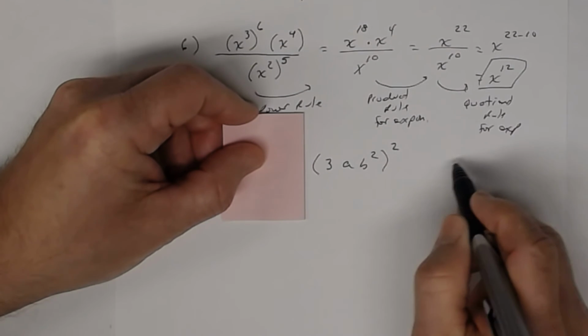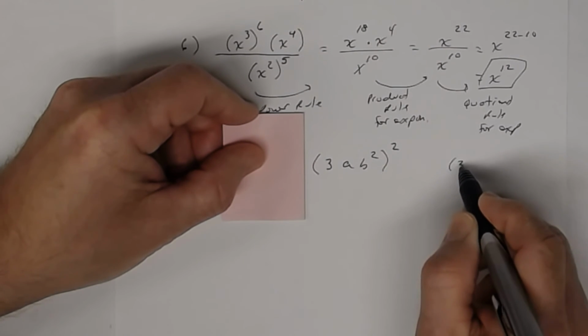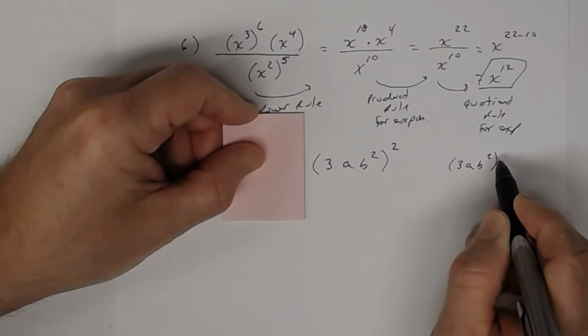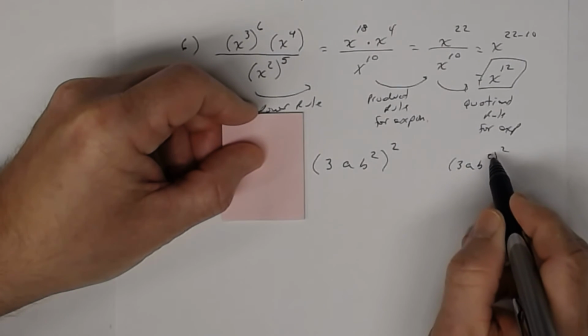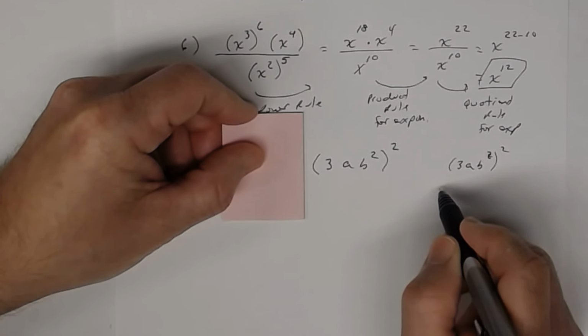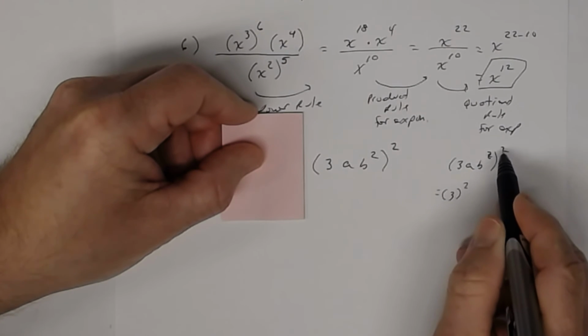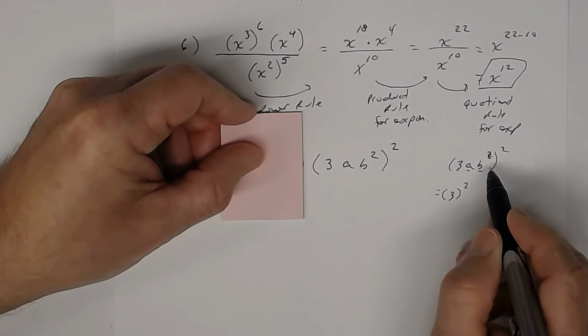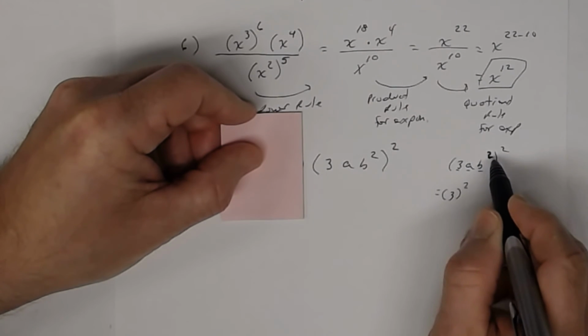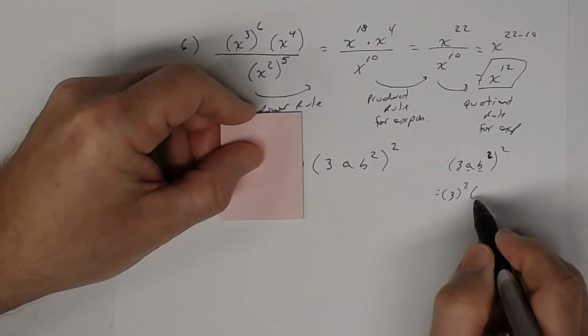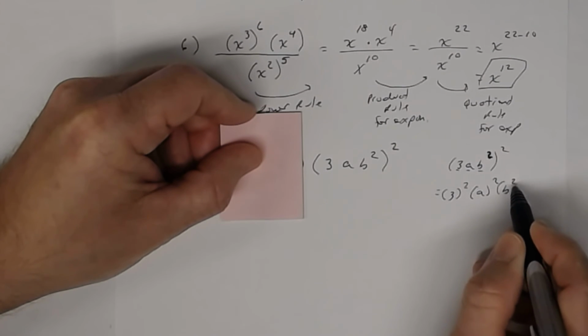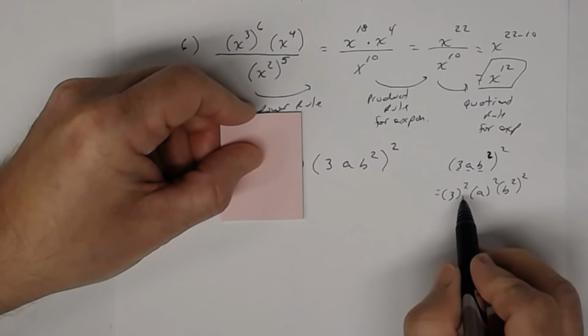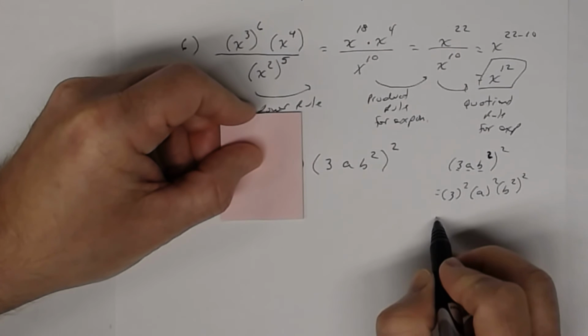All right, so let's go off to the side and do that. 3ab squared, raised to the 2nd power, simplified will be 3 squared. Remember, power of each of those. You're taking each of those factors here and you're squaring it. That's a 2 right here. And so you get 3 squared times a squared times b squared squared, right? Well, 3 squared is 9.